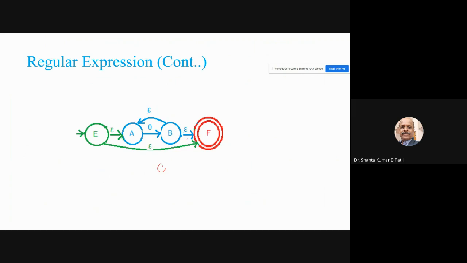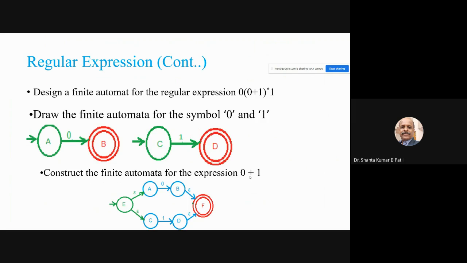Okay, by making use of these finite automata, one for 0 plus 1, the second one for 01 or 10, and the third one for 0 star, we are going to convert the complex regular expression into a finite automata. So, for example, you can take this regular expression.